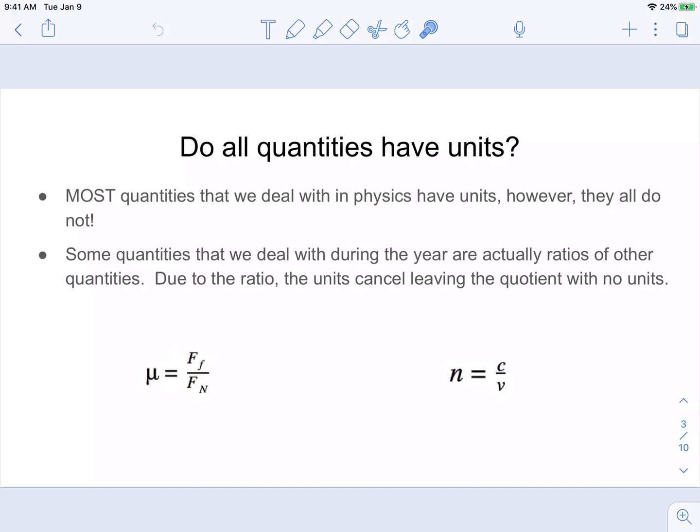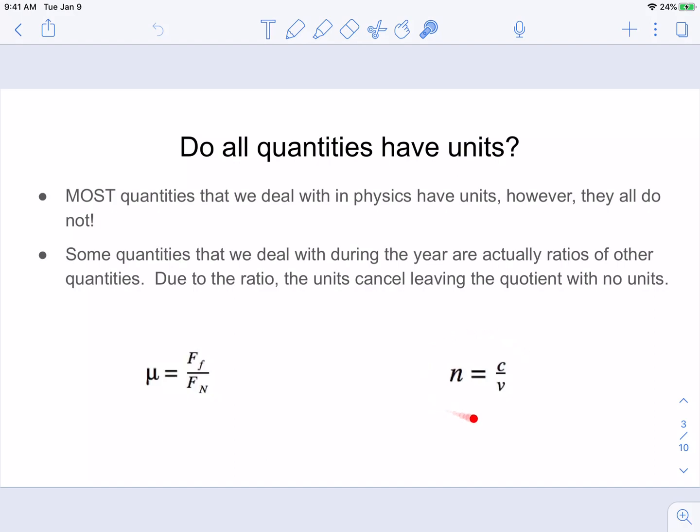Okay, since they're both forces, they're measured in the same units, and the units cancel out or become 1. Whichever way you like to think about it, but I guess it doesn't cancel. It becomes 1, the unit there. And you end up without having a unit for that coefficient of friction.